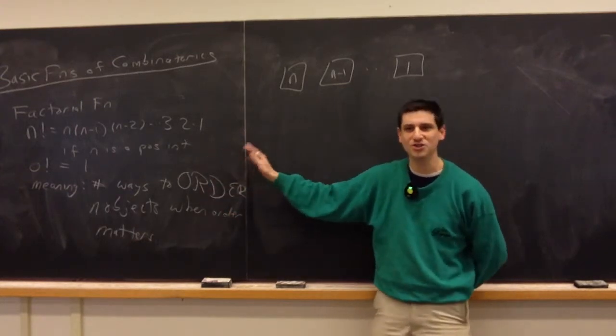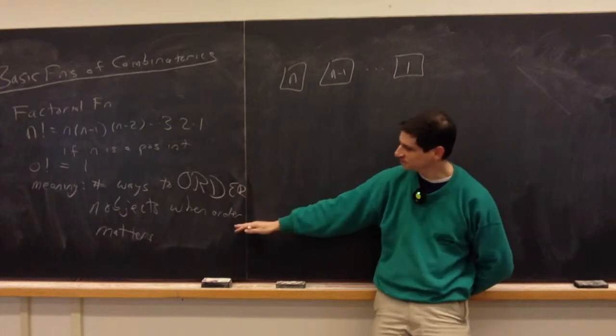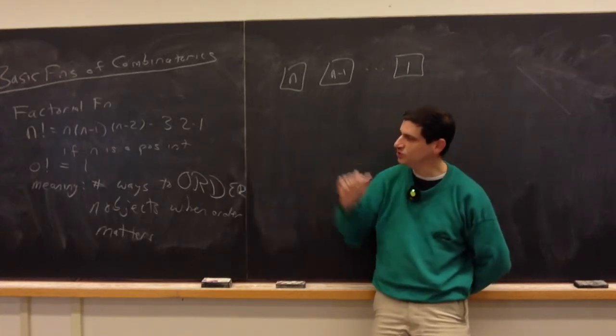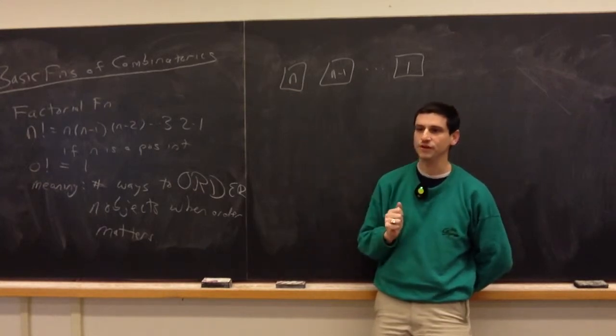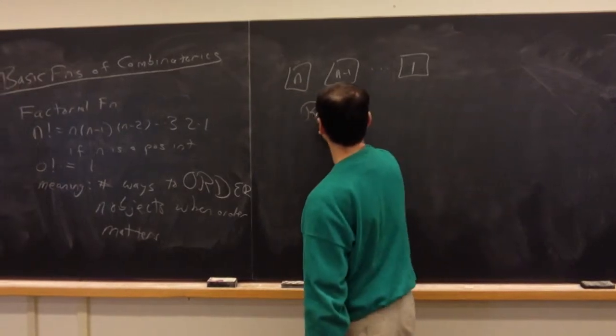There's one way to do nothing, okay? It is extremely useful to call 0 factorial to be 1. Another way to look at the factorial function is that this is a recursive function.